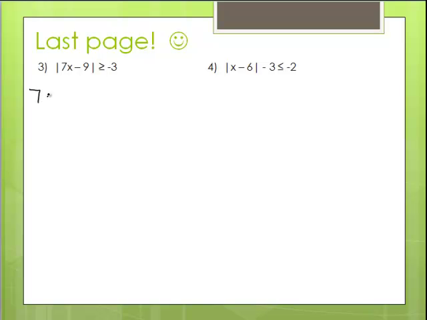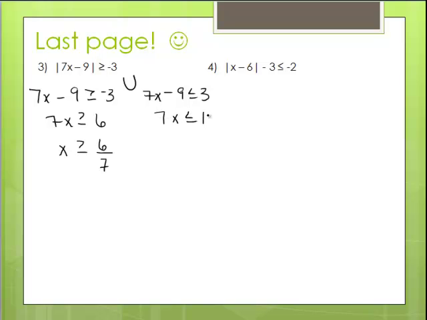You set it up just like we always do. 7x minus 9 greater than or equal to -3. 7x minus 9 less than or equal to 3. This is a greater than, which means it's a union. Add 9 to both sides, so 7x is greater than or equal to 6. Divide both sides by 7, so x is greater than or equal to 6/7. Over here we add 9 to both sides, 7x is less than or equal to 12. Divide by 7, x is less than or equal to 12/7.